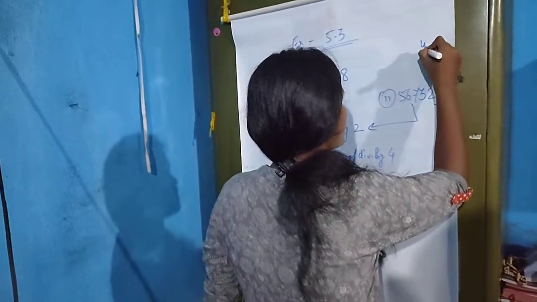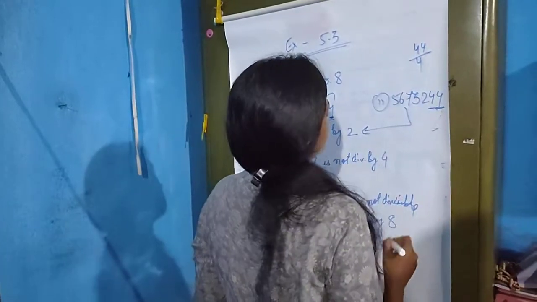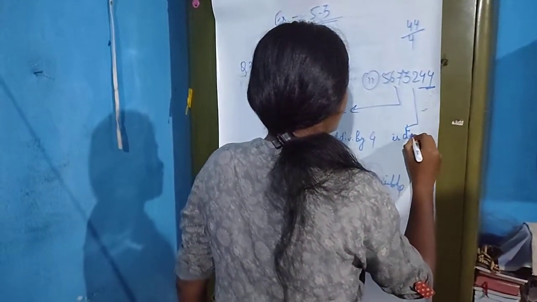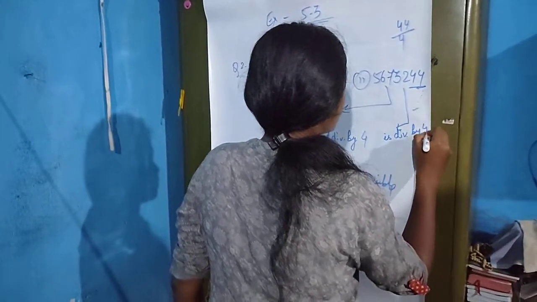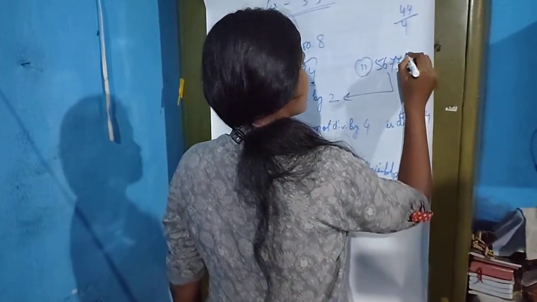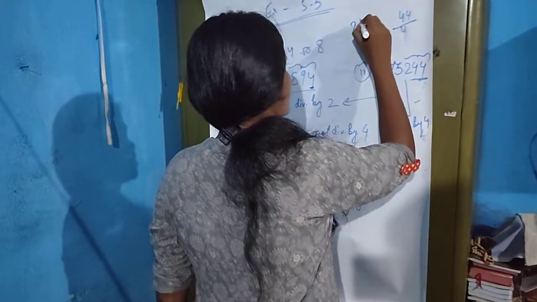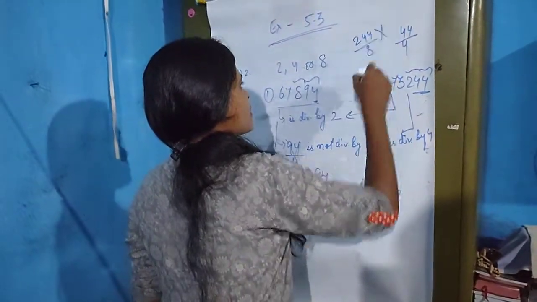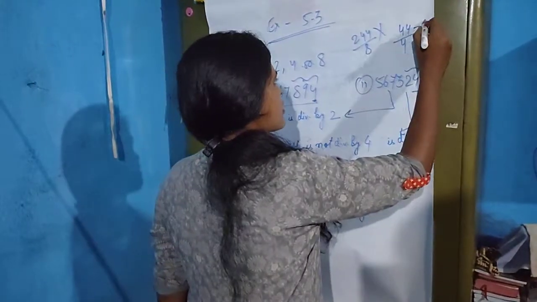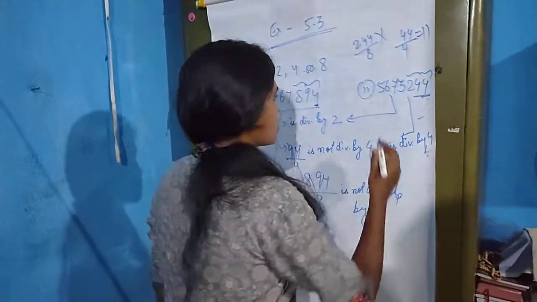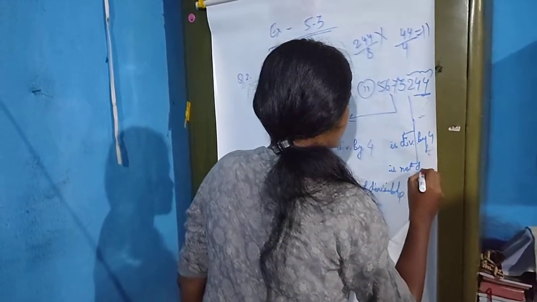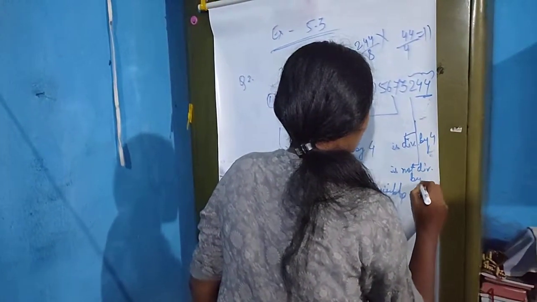Again, you see the last two digits, 44 by 4. Yes, it is divisible. So this number is divisible by 4. Now for 8, you have to see the last 3 digits, 244 by 8. So you can see that this number is not divisible by 8. This is divisible by 4, but not by 8.